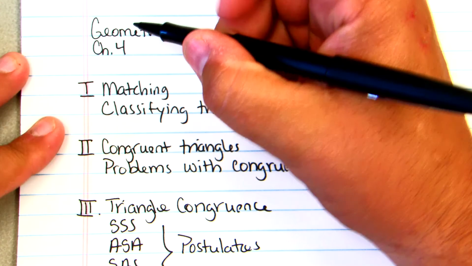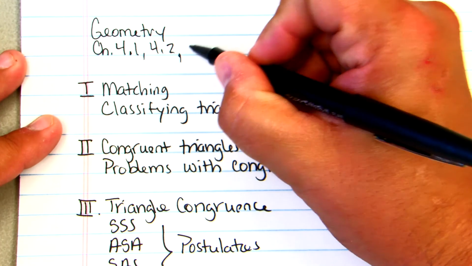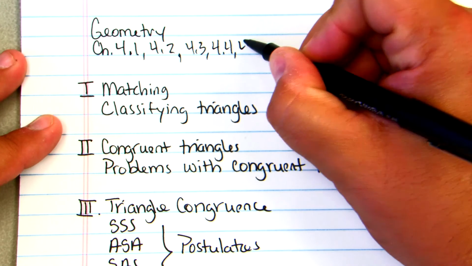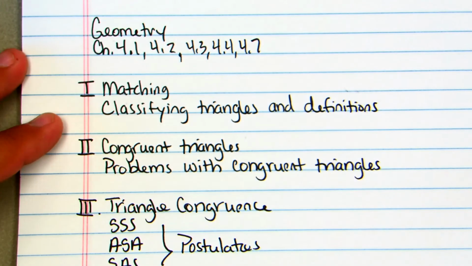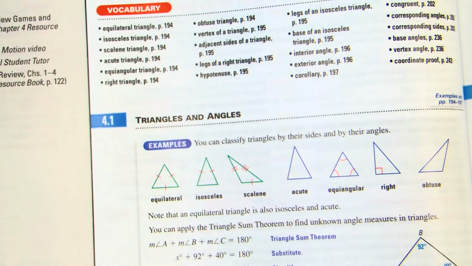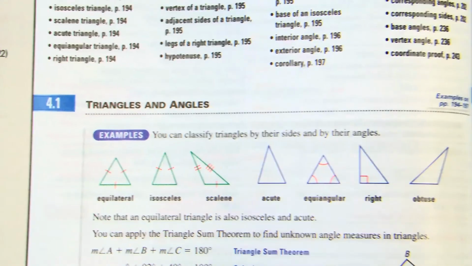It's going to come from Chapter 4.1, 4.2, 4.3, 4.4, and 4.7. Not going to be responsible for 4.5 and 4.6. Matching classifying triangles and definitions out of 4.1. A good example would be in our book on page 452, dealing with these.